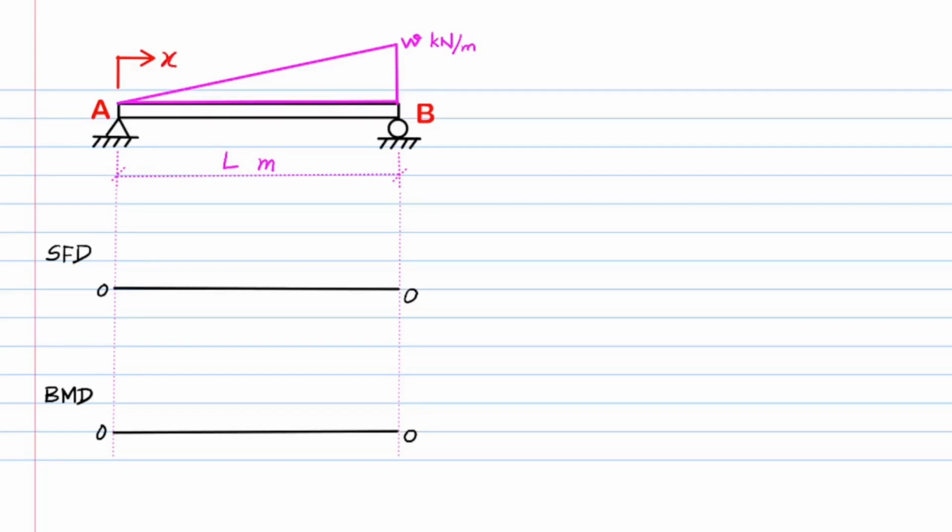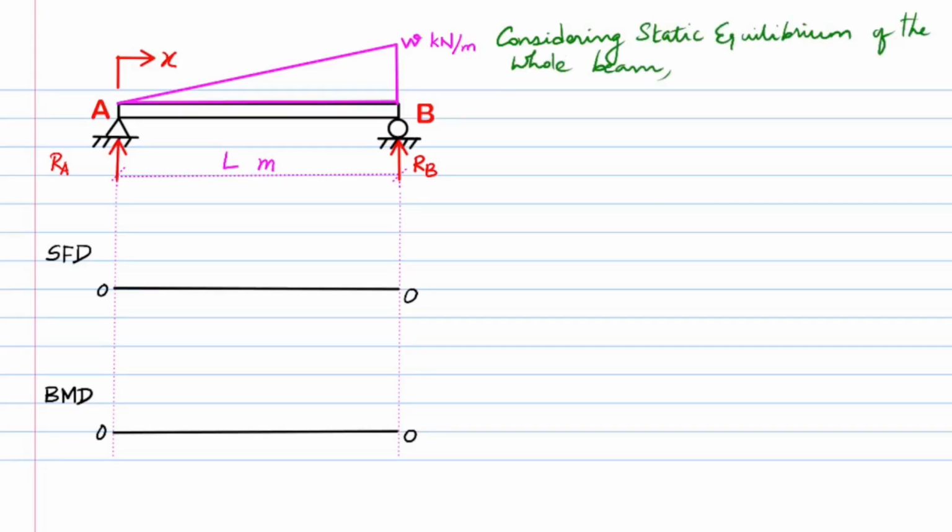Before proceeding to find the shear force and bending moment values, we need to find the reactions at the supports. For this, first consider the complete beam in static equilibrium and balance the forces in vertical y direction. We get Ra plus Rb equals half times W times L kilonewtons. Let's label the equation as 1 for later reference.